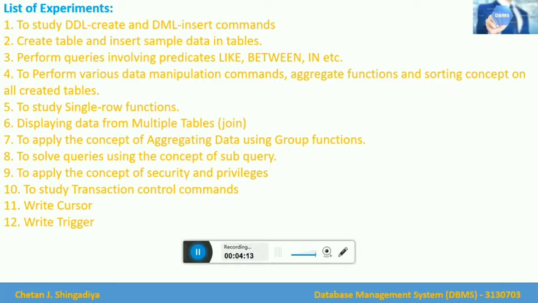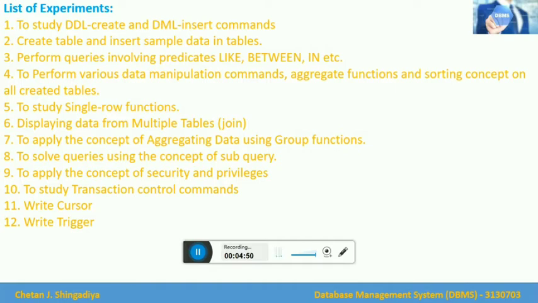The fifth experiment is to study single row functions. The sixth experiment is to display data from multiple tables, which is nothing but the join concept of database management system. The seventh one is to apply the concept of aggregating data using group functions. Then we have to understand the subquery concept. Then we have to understand security and privileges. Also we would like to see the transaction control commands in the PL/SQL block. We will also see how to write a cursor and a trigger.